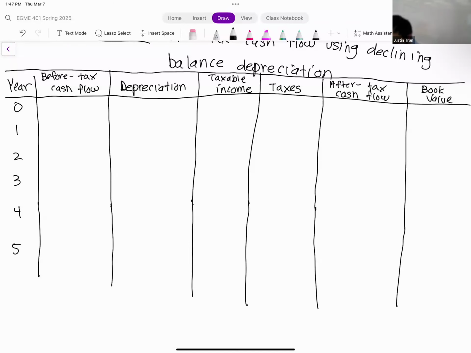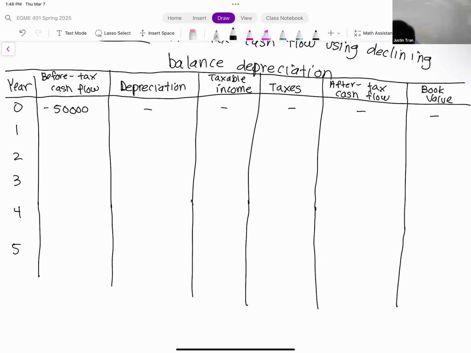All right, so first year or year 0, I should say, nothing changes. So we're gonna have a minus 50,000. That's our initial cost. At time period 0, we have not depreciated anything, or we haven't paid any taxes, so all the other columns are blank. All right, let's do the second row.